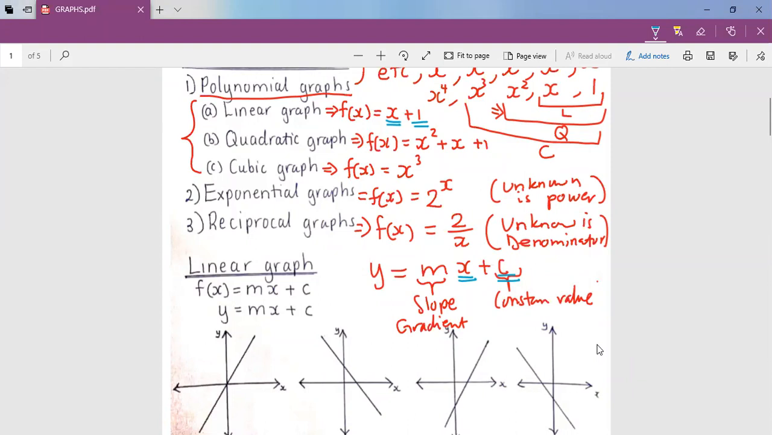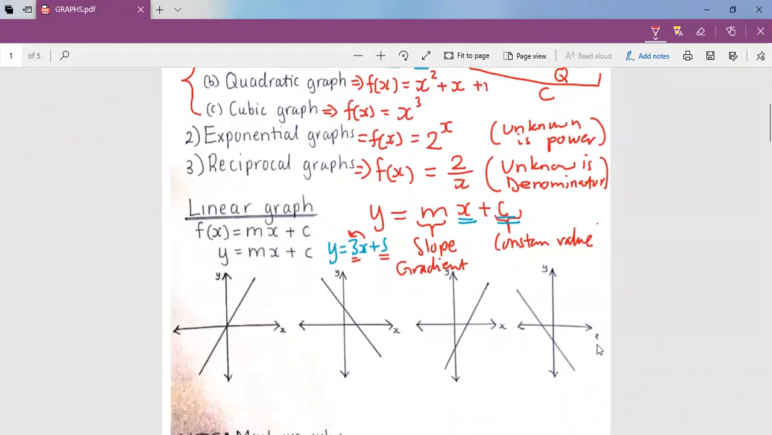Now, m stands for gradient. In some equations, you might have something like 3x plus 5. The 3 which is in front of x is the coefficient of x. That is the gradient. And then 5 is our constant value. So for all linear graphs which we have seen, remember, this line here is passing at the point 0, 0. Point 0, 0 is known as the origin. So in graphs, whenever you hear the word origin, we mean point 0, 0.